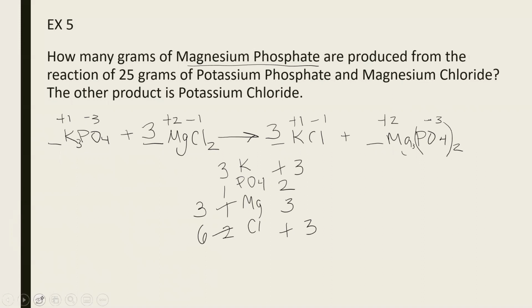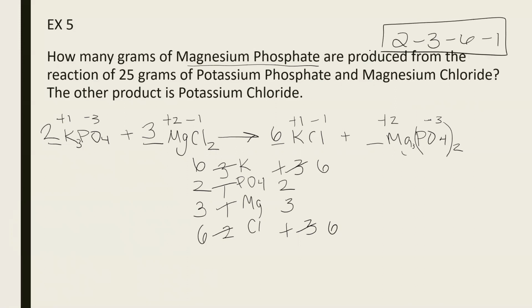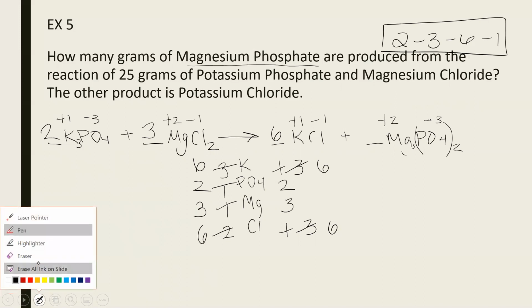Remember, you don't have to do it in the same order I do it. It's all about just getting to the same answer. How to erase a coefficient. Done. My final answer for balancing is 2, 3, 6, 1. Also, watch you guys are simplifying. If you got 4, 6, 12, 2, those are all divisible by 2. Simplify it. All right. Stoich.